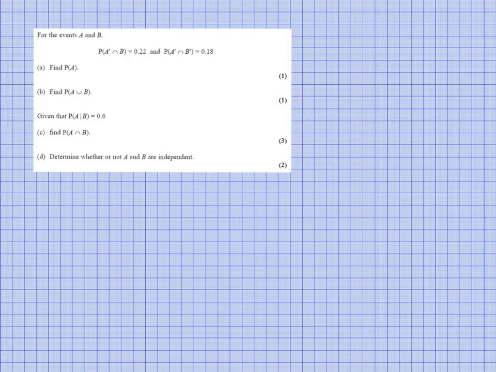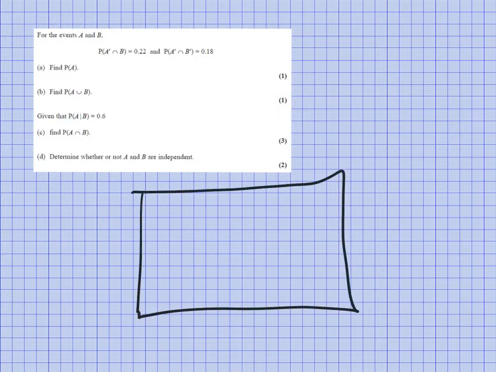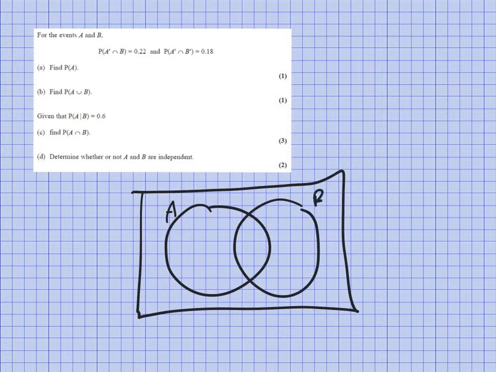Venn diagram. So to do a Venn diagram, we begin with the big square, which represents the universe of everything that's happening. Inside that we draw a circle which represents event A and one which represents event B.